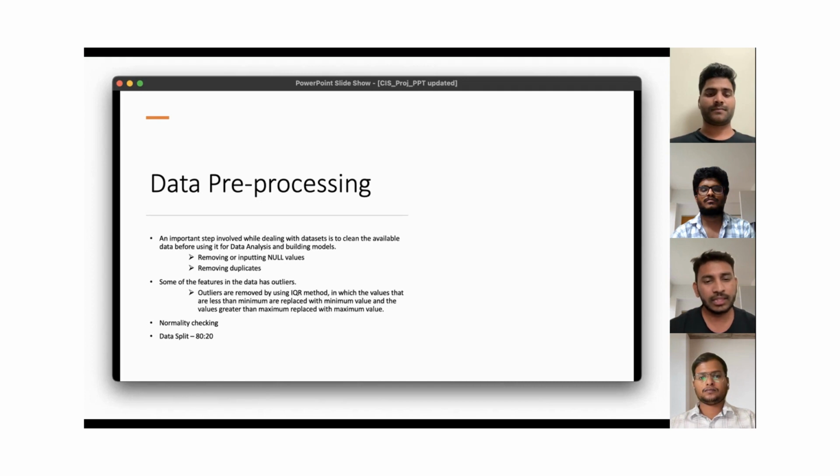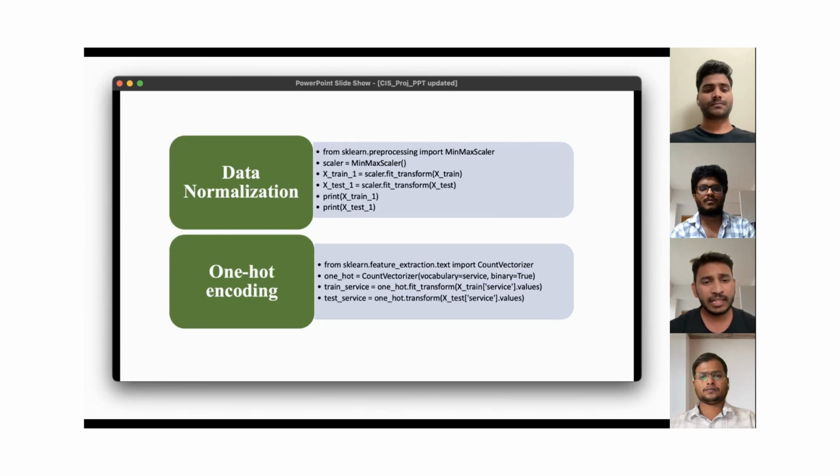And some of these features in the data have outliers. Those are removed by using the IQR method, in which the values that are less than the minimum are replaced with the minimum value, and the values that are greater than the maximum are replaced with the maximum value. And also we did the normalization and one hot encoding, which I'll be discussing in the next slides. We split the data into train and test as discussed before, in 80-20 proportion respectively.